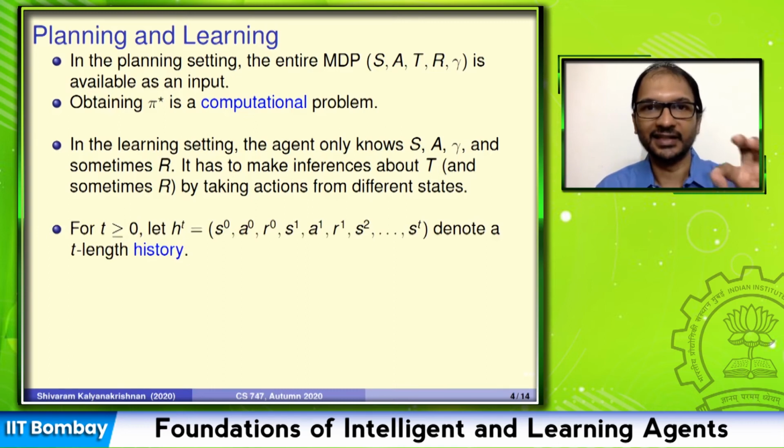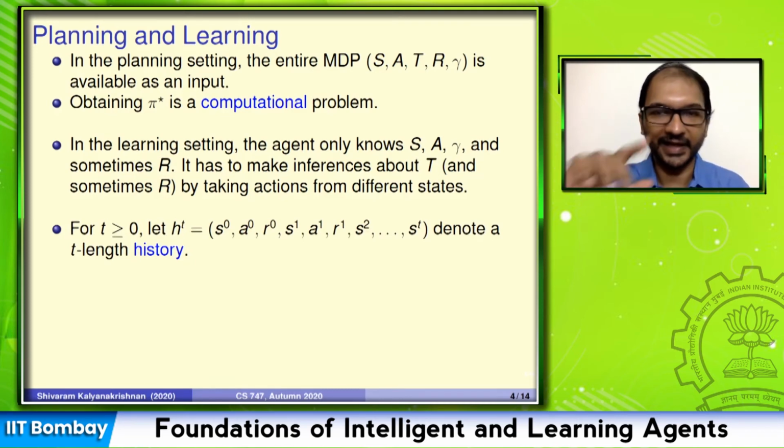So let's just formalize it before moving on. Let's use the notation H, like we've done with bandits, to denote histories. So H_T, at time step T, is the history S0, A0, R0, S1, A1, R1 through S_T.